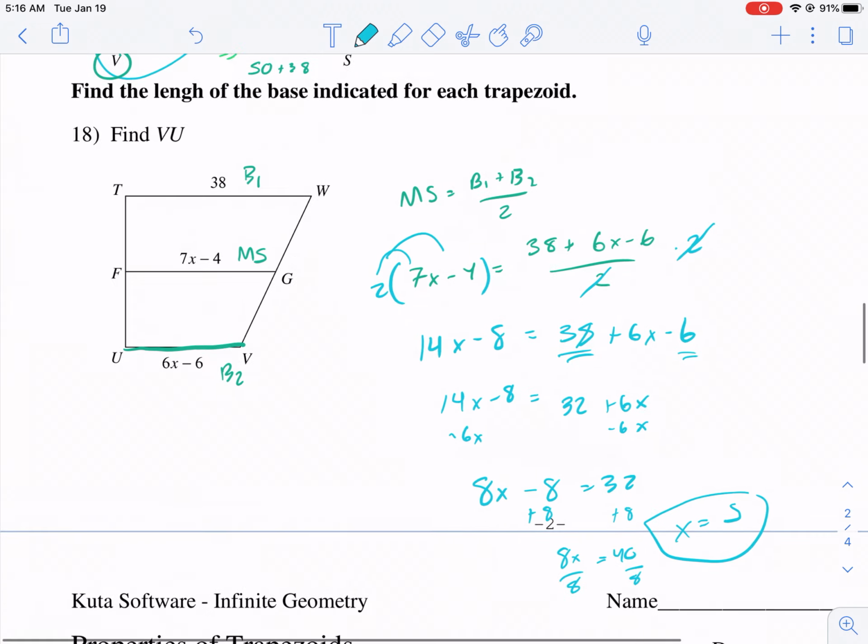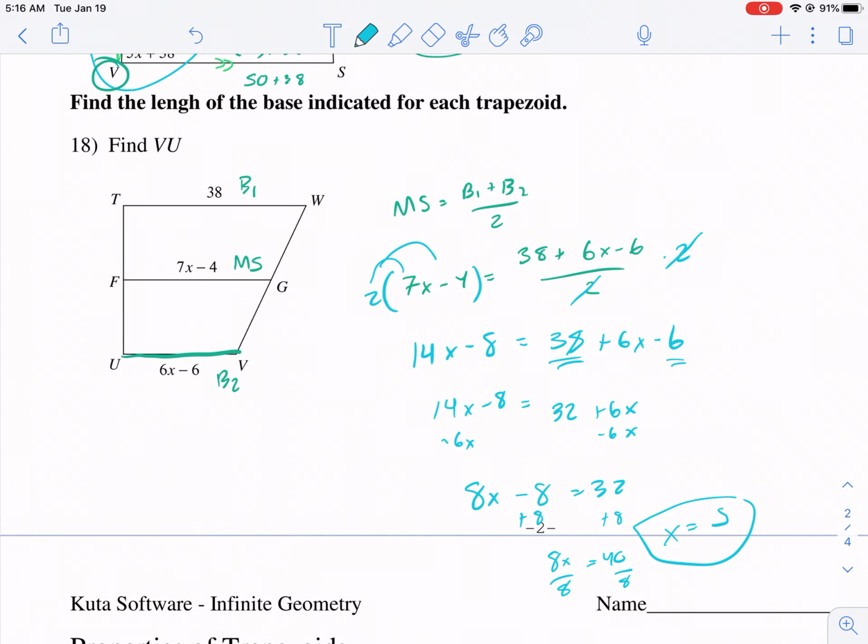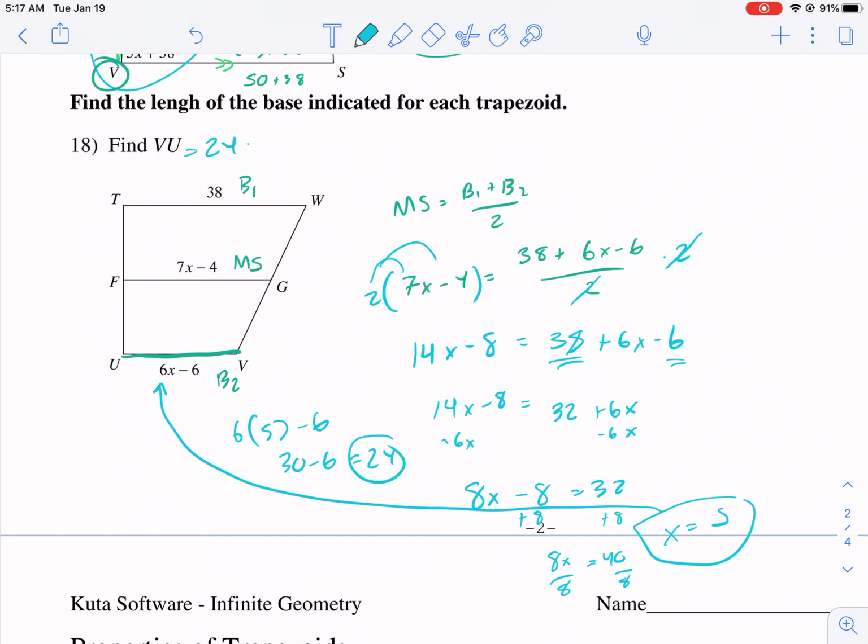Okay, I'm not done. I have to plug this in to find VU. So I need to plug it in here. I get 6 times 5 minus 6. 30 minus 6 equals 24. So VU equals 24 units.